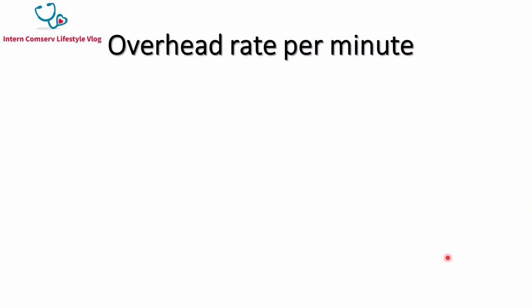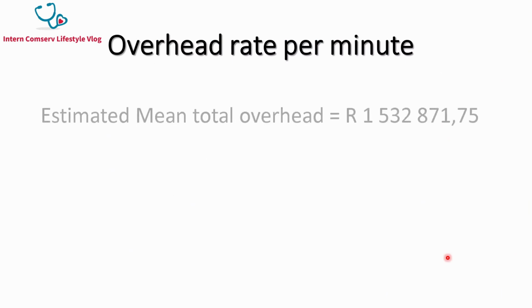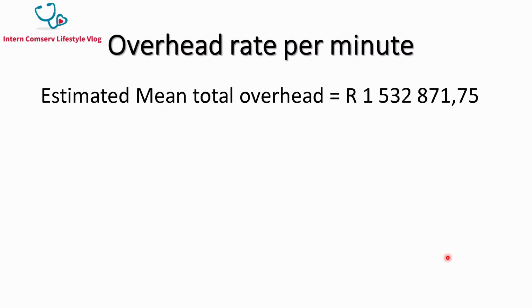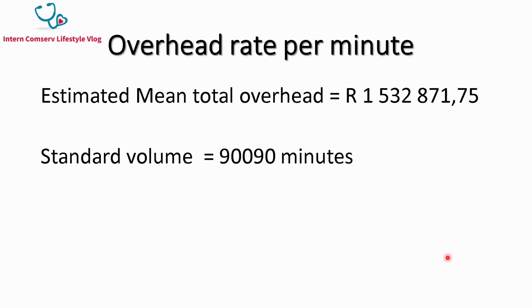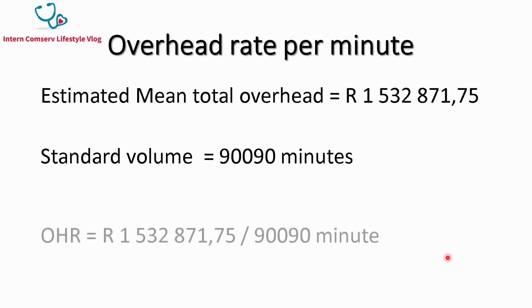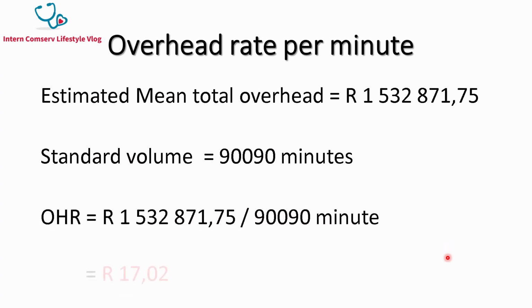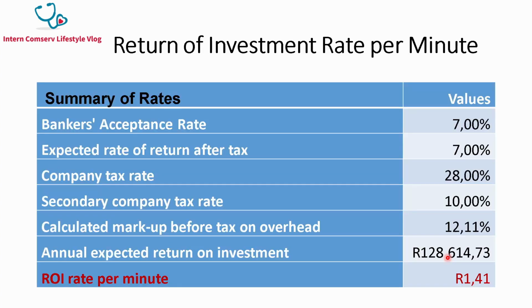Now let's look at the overhead rate per minute. The estimated mean, as we said, was 1,532,871. Standard volume for your staff is 90,090 minutes. The overhead rate per minute, therefore, is 17 Rand and 2 cents.